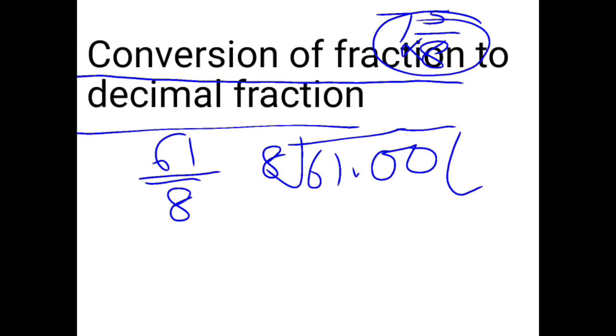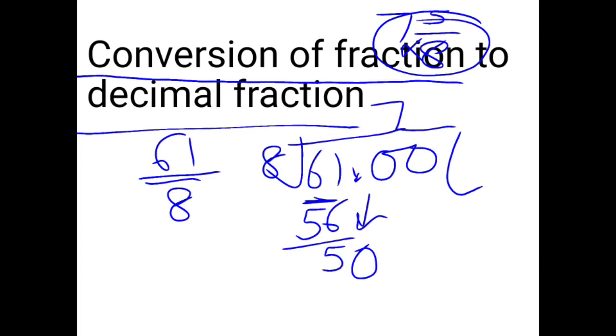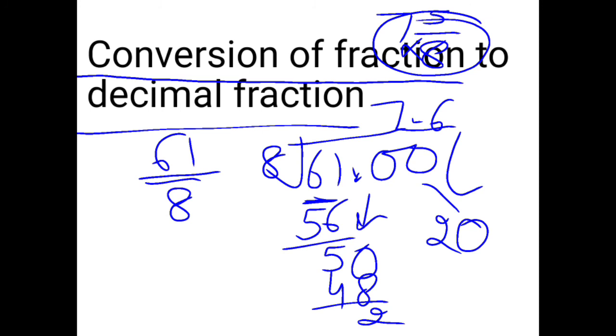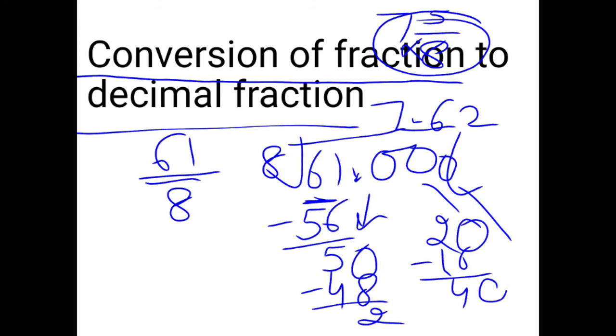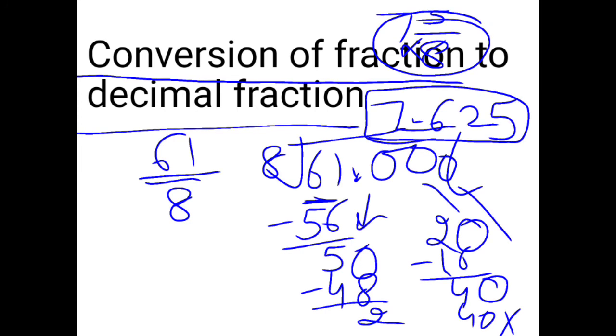That gives us 8 7s are 56. So this gives us 5. We are taking 0 down, but you can see there is a decimal, so we are going to apply the decimal here. Then 8 6s are 48. Then we get 2 here. I am writing this 2 here. We are taking 0 down. It becomes 20. Then 8 2s are 16. That gives us again 4. After getting 4 I am taking another 0 down. That gives us 40. So you know 8 5s are 40. That gives you the complete answer 7 decimal 625. Hope you understand better the conversion of a fraction to a decimal fraction by using division.